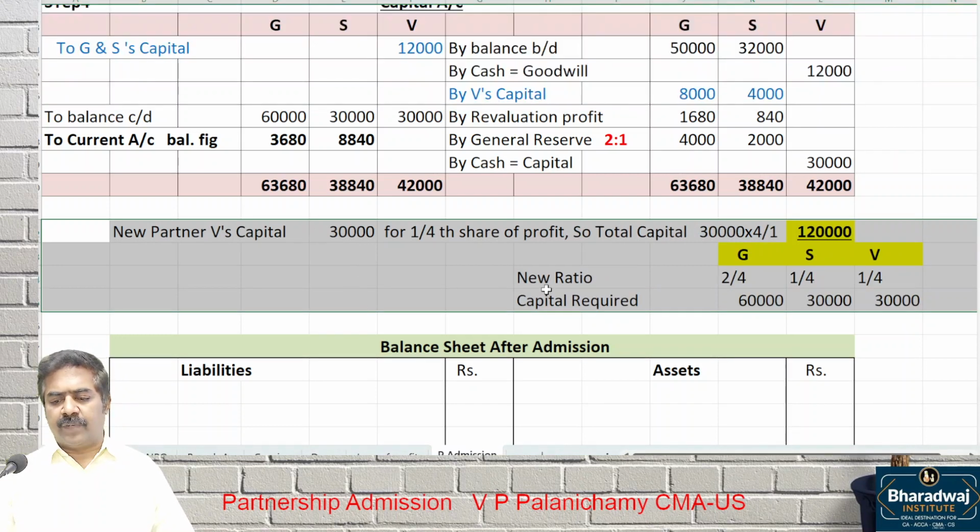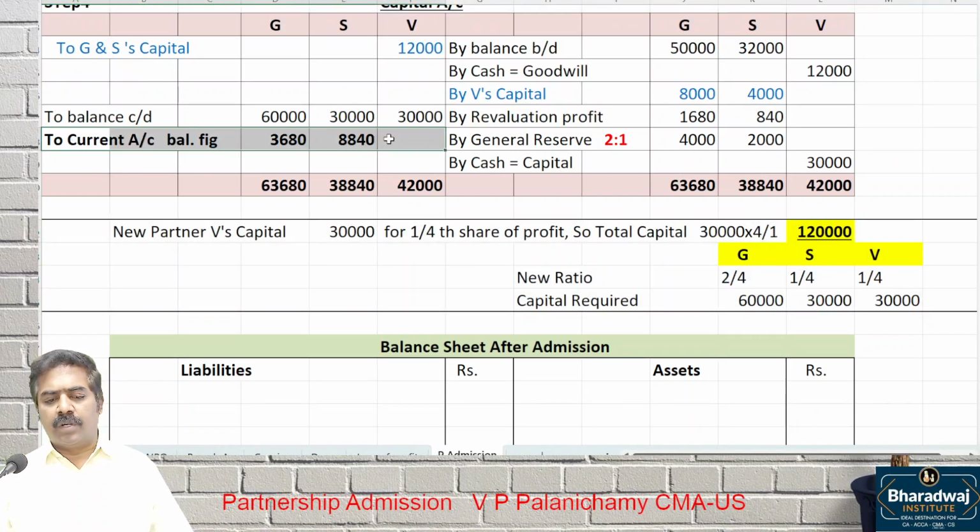Please note for your reference, suppose the current account is not mentioned, it would have been adjusted in what? Cash. Surplus capital is paid back in cash, like that we will take it. Since it is clearly mentioned, we take current account. This will appear on the liability side.